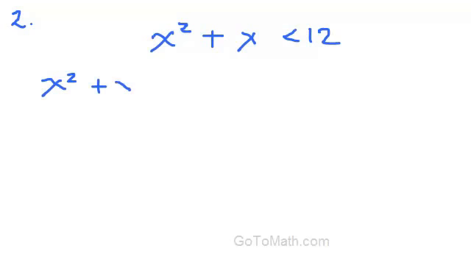Alright, so let's go with, this is 2 here. We'll go with x squared plus x is less than 12. So we want to get this in standard form. So we're going to write x squared plus x minus 12, bringing that 12 over to the left-hand side and setting it equal to 0. Now we'll want to factor this. Of course, that's one of the techniques for finding the zeros.